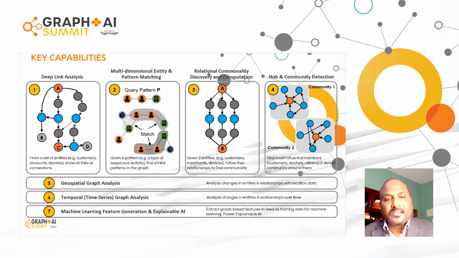Last but not the least, the machine learning feature generation and explainable AI gave us insights into how extracting the graph-based features fed as training data for machine learning and explainable AI. It gives us a lot of context and rationale also behind the specific aspects of the explainable AI.